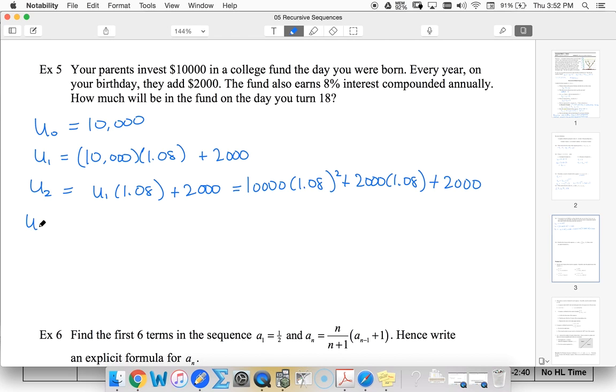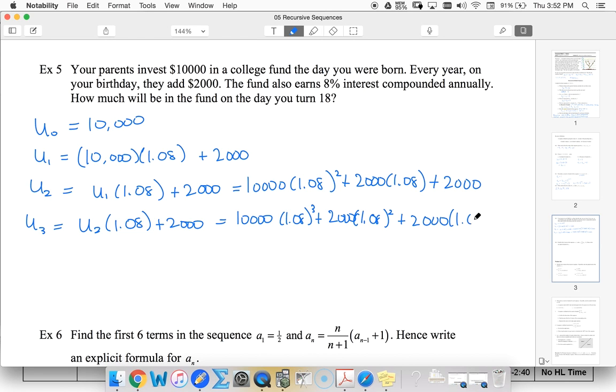Let's look at the third year. So in the third year, the second year's value gets its interest, and we add another 2,000. So we're going to have 10,000 times 1.08 cubed plus 2,000 times 1.08 squared, multiplying all of this by 1.08, 2,000 times 1.08 plus this 2,000.